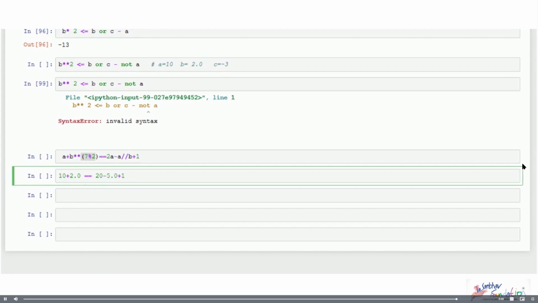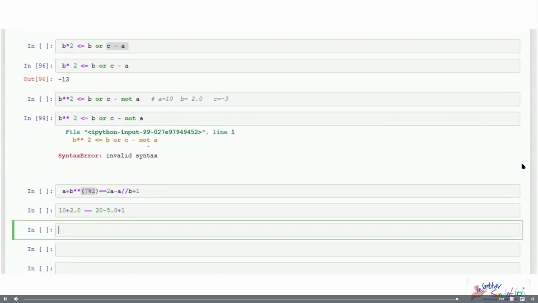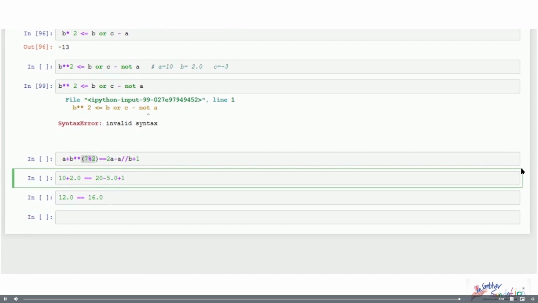Now it is all just addition and subtraction, so you can directly do it. So this is nothing but 12.0 equal to 20 minus 5 is 15.0 plus 1, which is going to be 16, right? So 20 minus 5 is 15 plus 1 is 16, and again you have a float among your int, so your final result will be float.